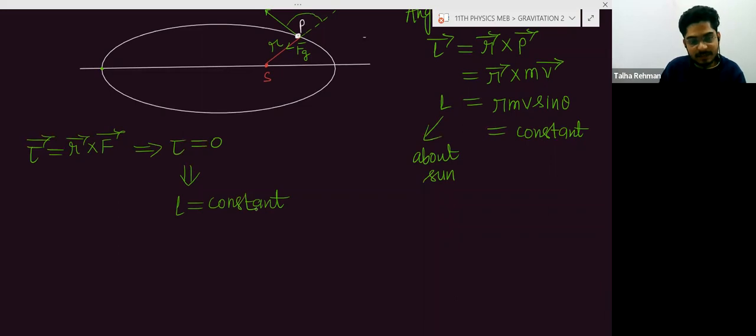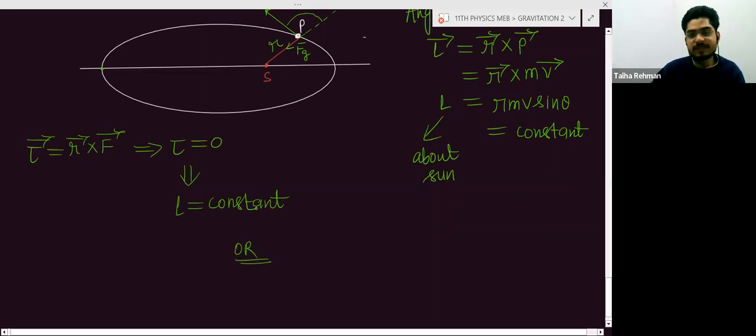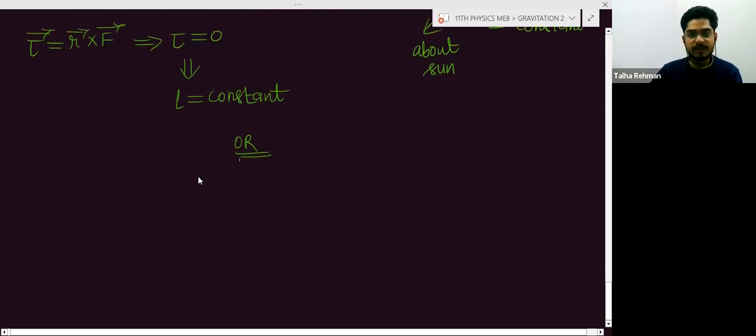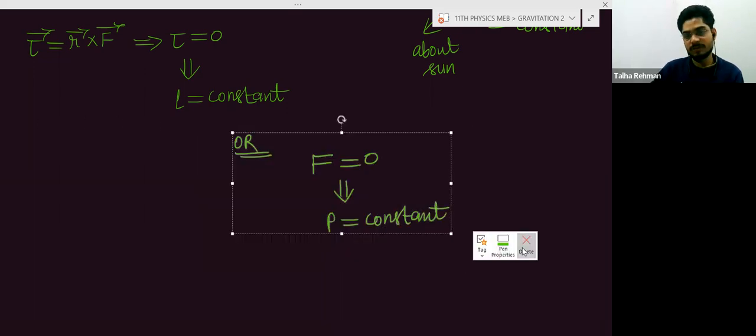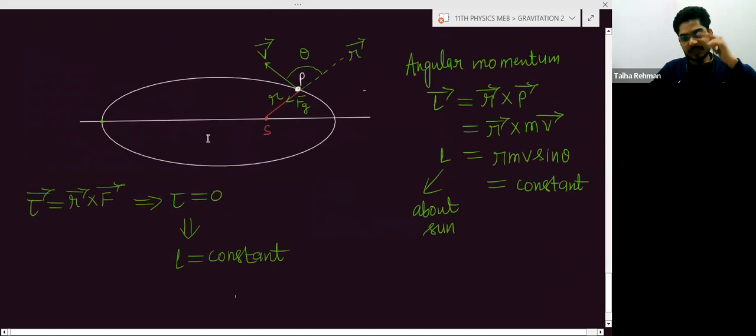This is basically Newton's second law in rotation, and you can relate it like this. If the net force on the system is zero, what do we say? The linear momentum is constant. So in a rotational system, if torque is equal to zero, it means the angular momentum is constant. So the angular momentum of this planet will remain constant.